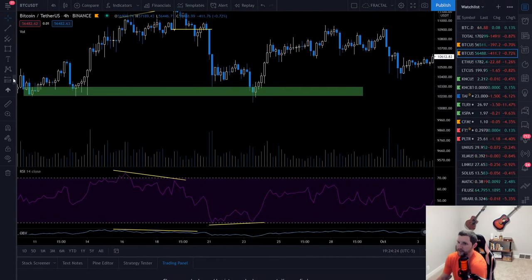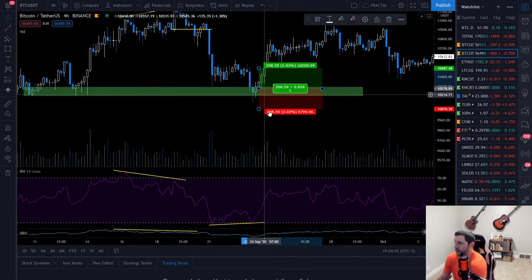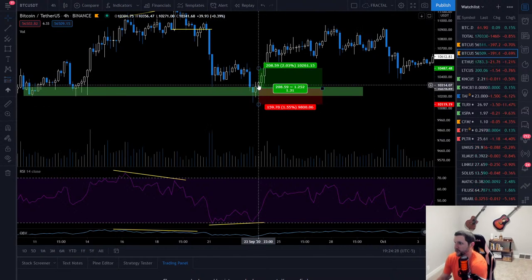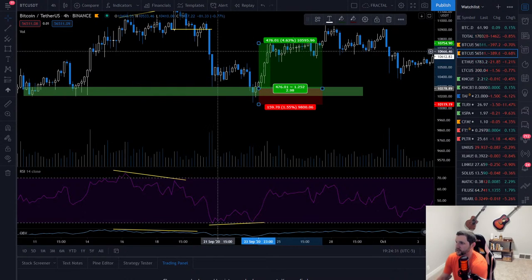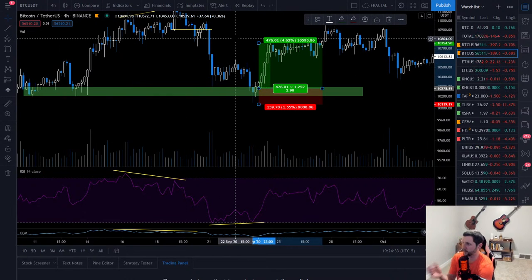Yeah. And then if I'm going to buy this, wherever I enter, I'm going to make sure my stop loss is down here somewhere. And I'm probably going to look for price to go back up to resistance, which is up here. And you can see here, that's a 1.5% risk, almost 5% reward. All right.